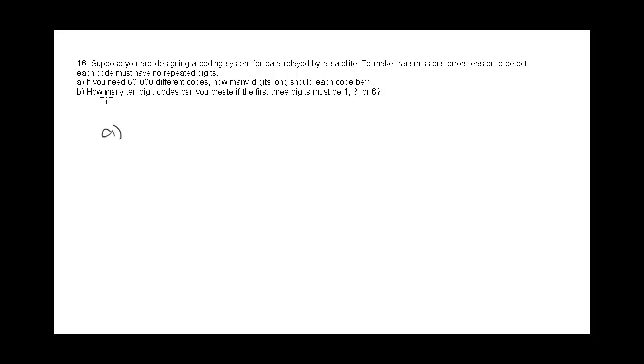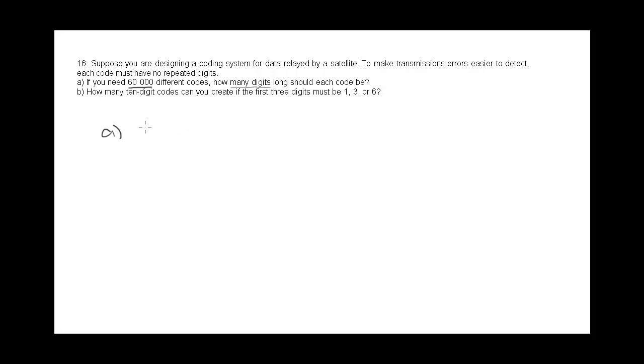Part A asks us, if you need 60,000 different codes, how many digits should each code be? The fact that there are no repeated digits should give us the idea of permutations. We want to have 60,000 permutations, but we're not told how many digits we want. So we kind of have to go backwards.